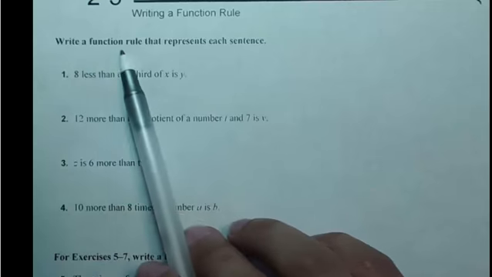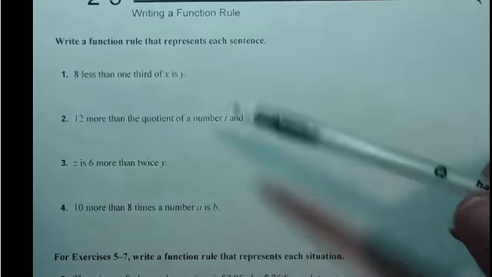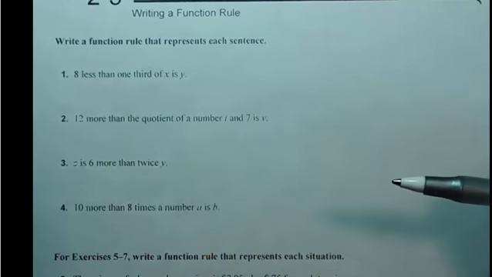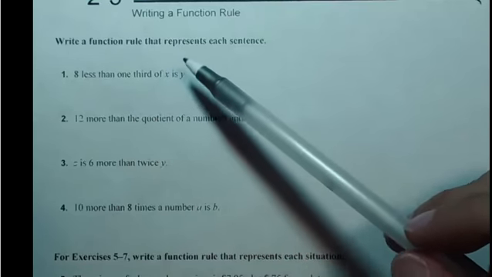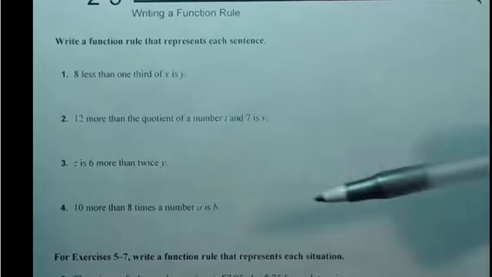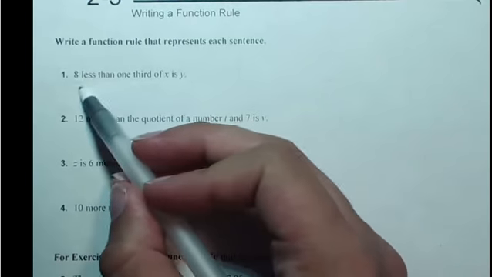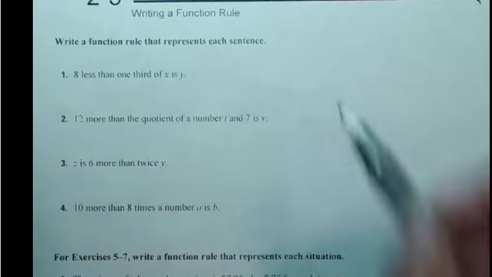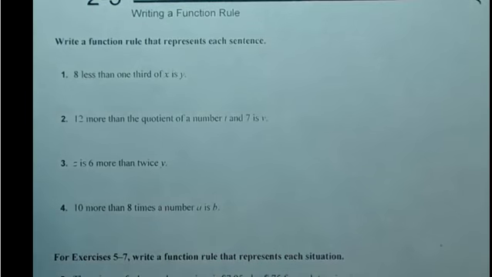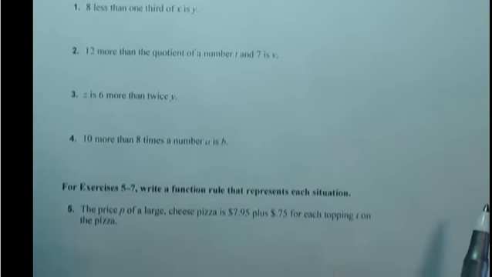Number 1 through 4, it says write the function rule that represents each sentence. So these are very similar to the last two that we did in our notes. 8 less than 1/3 of x is y. So all you have to do for me, again, I would write down some notes on what these words represent, and then once you have your final answer, circle it right next to that number. So we're not going to go over those because those seem self-explanatory.